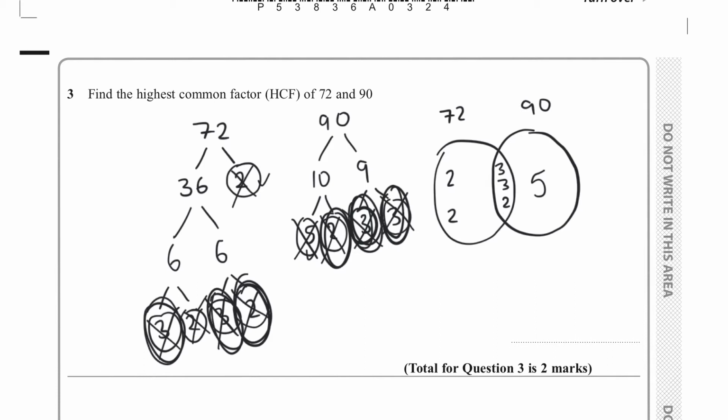And then the last bit is to work out the highest common factor. You multiply all the numbers in the middle together. That's why drawing out the Venn diagram is a good way to help you to work that out. So it's going to be 3 times 3 times 2, which would leave you with an answer of 18.